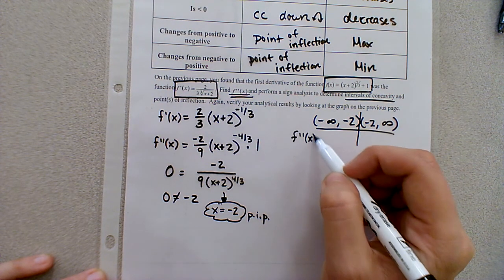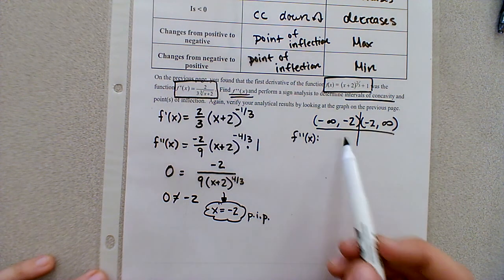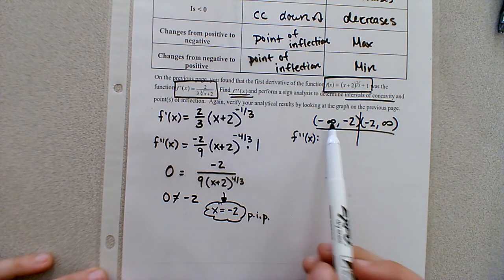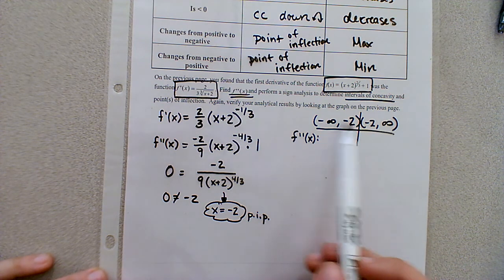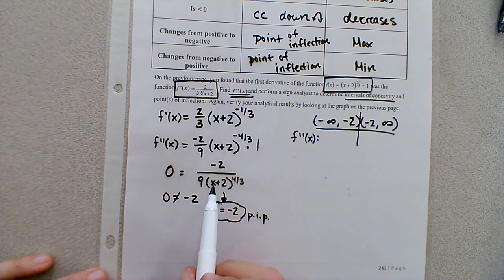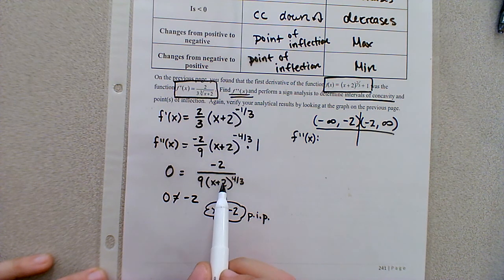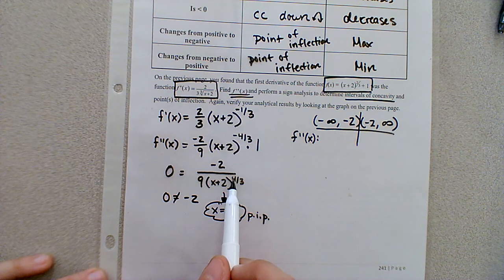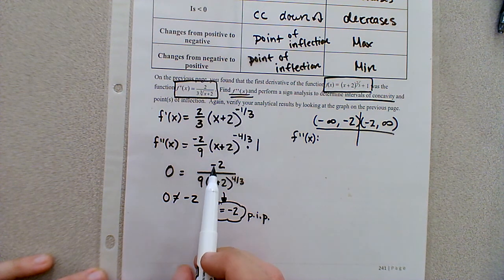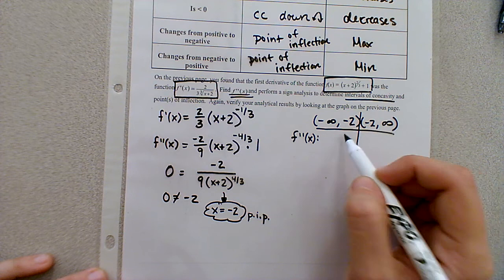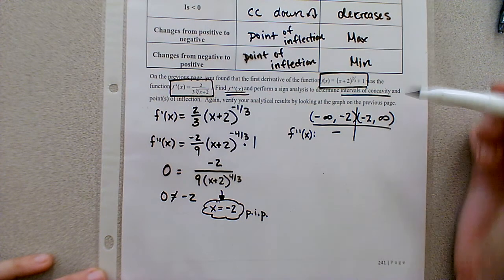And now we're going to use the second derivative to help us figure out positive or negative signs here. So if you pick any number in here that's going to be negative, we'll go ahead and plug it in. Maybe -3. -3 plus 2 is -1. If you raise that to the fourth, it'll be +1. Cube root of that, it would still be 1. So we're left with -2 over 9, which is negative.